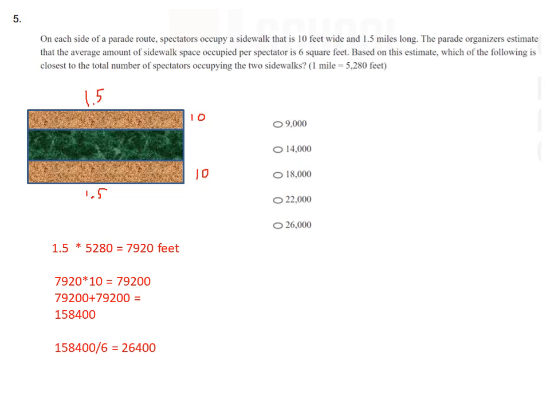Now, notice the question. The parade organizers estimate that the average amount of sidewalk space occupied per spectator is 6 square feet. And we are going to find out the total number of spectators. Okay, so just divide that number by 6 and we will get the total number of spectators. We get 26,400 and the closest value in the options is the last one, that is E, 26,000. So that is our answer.